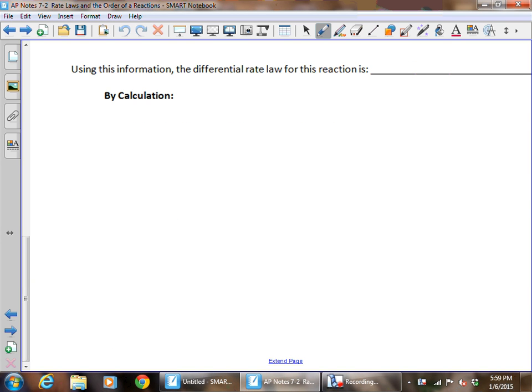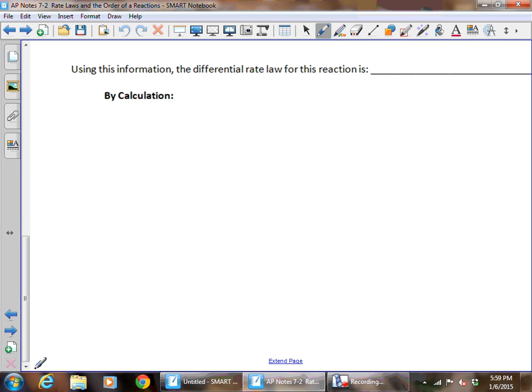Now, the problem with the video is that you're not going to be able to see the table at the same time that I'm doing this calculation. So you're going to want to look at the table at the same time I'm filling these values in for the calculation, or it's not going to make any sense.